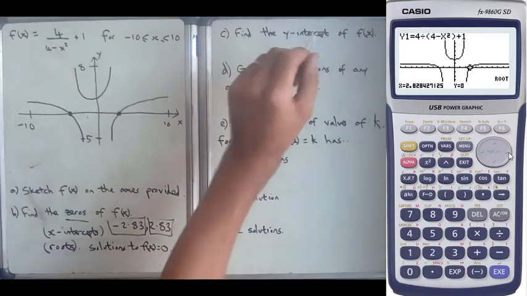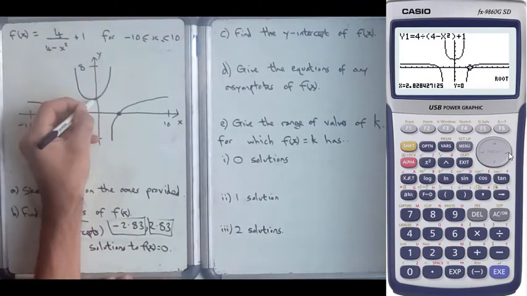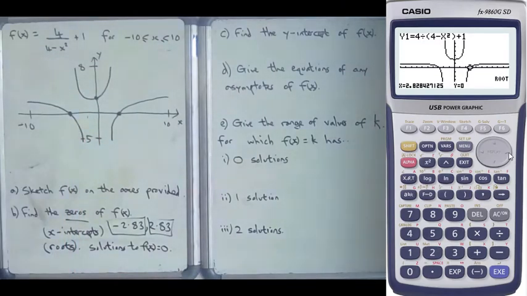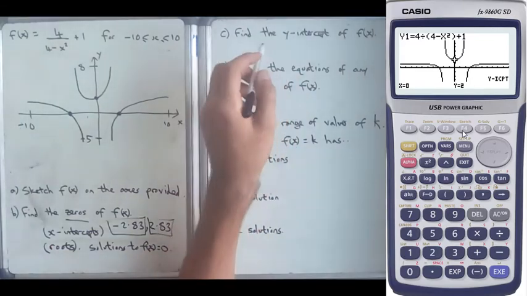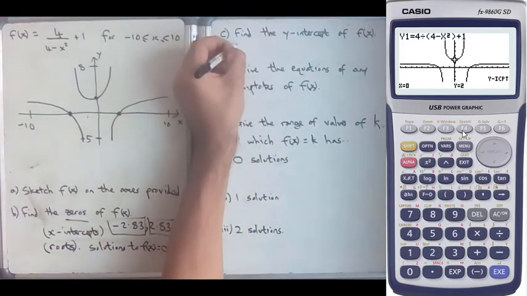Part C, find the y-intercept. So the y-intercept is this bit here. And again, your calculator has a function for that, so Shift G-Solve. And you can see y-intercept is the fourth one along, so press F4. And that is at 0, 2. So if you want the actual y-intercept, I'm just going to put 2.